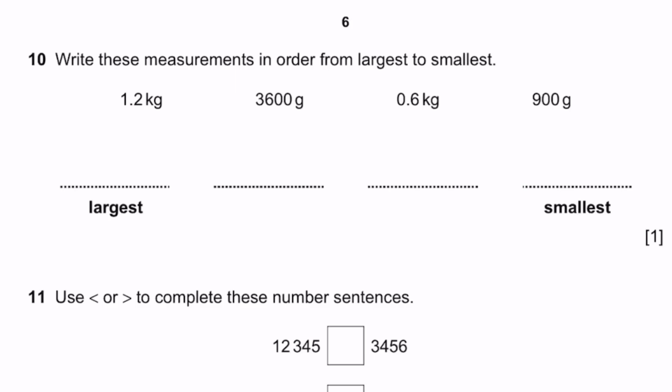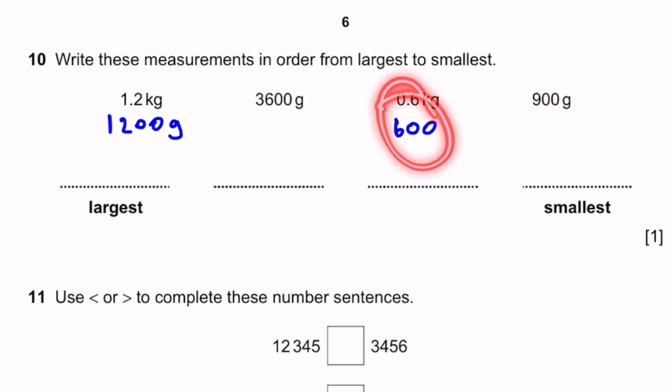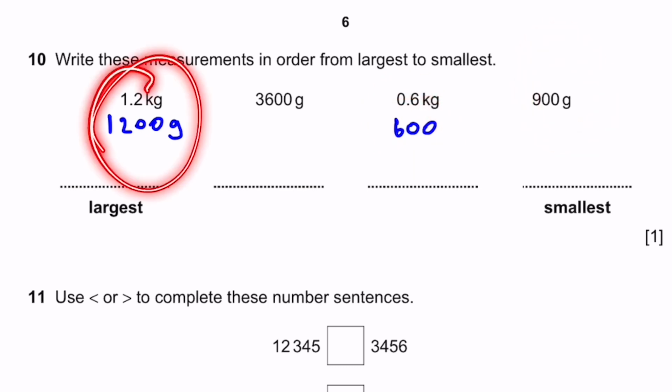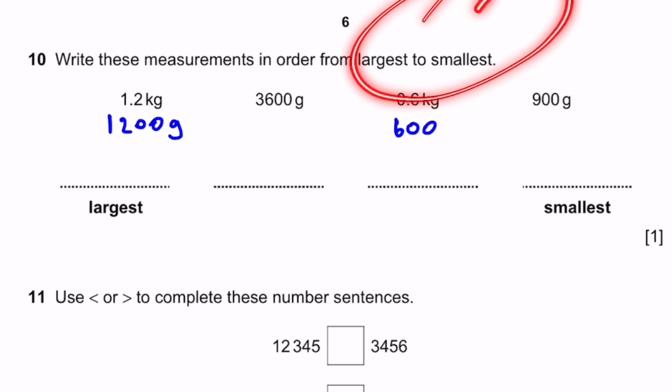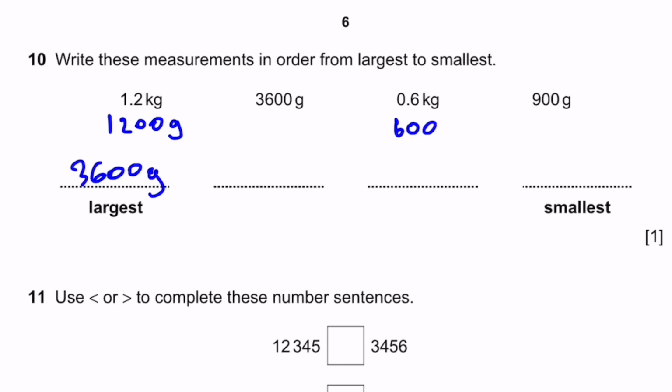Question 10. Write these measurements in order from largest to smallest. Let's first convert all of these measurements to a certain unit, which is, in this case, grams. We can convert 1.2 kg to 1,200 grams. This is already in grams. Now 0.6 kg is 600 grams. 900 grams already in grams. Now let's compare. This is the smallest, next, largest. So largest to smallest we need to write. So this 3600 grams is first. Next comes 1.2 kilograms. Next comes 900 grams. And last is 0.6 kilograms.